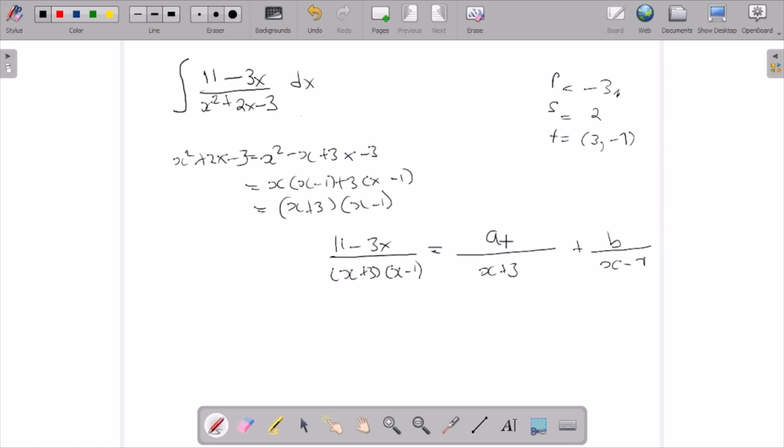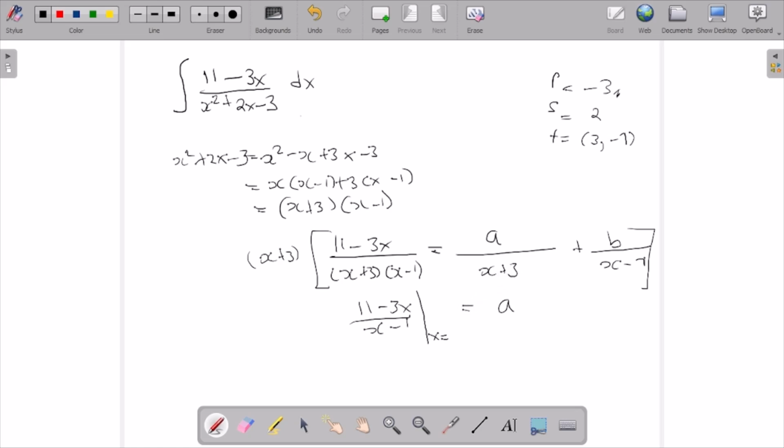To find the value of A, we multiply by the denominator x plus 3 throughout. I'll put everything in square brackets and multiply by x plus 3, this factor, throughout. This will leave me with (11 minus 3x) over (x minus 1). We'll basically have to choose a certain value of x that will simplify our calculation. You can actually pick any value of x, but we want to pick the simplest one, the one that is going to help us get to the value of A quicker.